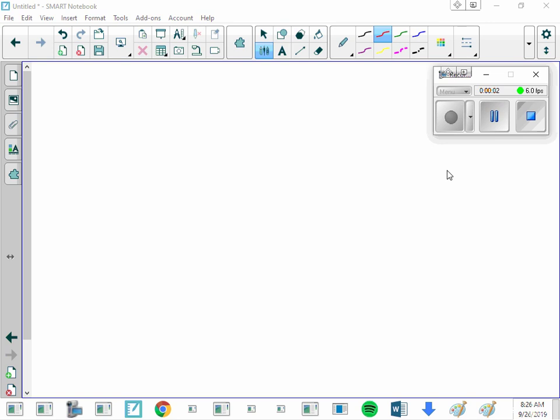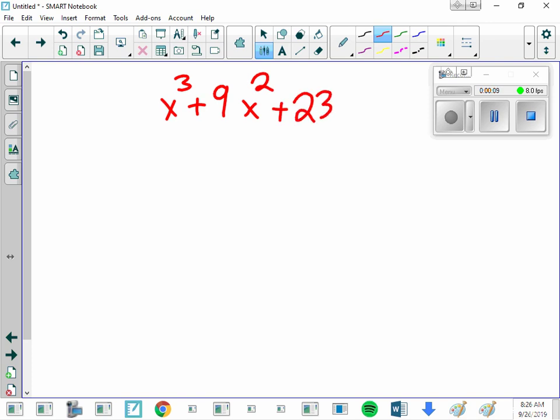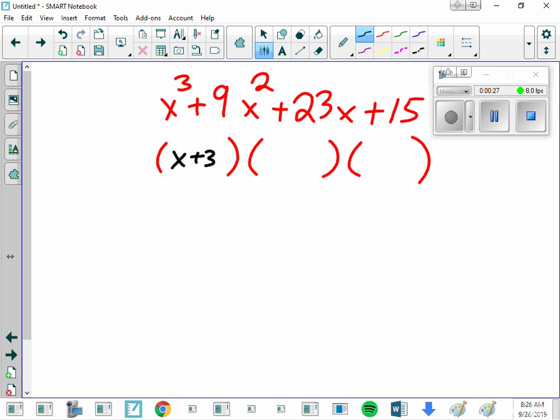Number 1 on this assignment says x to the third plus 9x squared plus 23x plus 15. Because this is an x to the third polynomial, it has 3 factors. So something like this. Now, those factors might be like x plus 3 and x plus 1 and x minus 5 or something like that. We don't know what they are, but we want to figure out what they are.